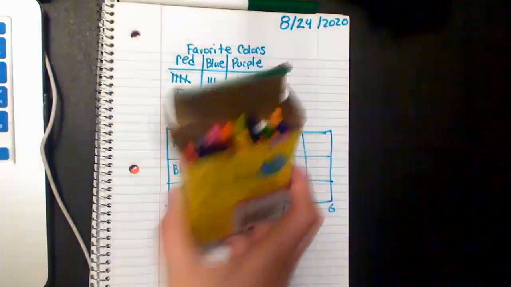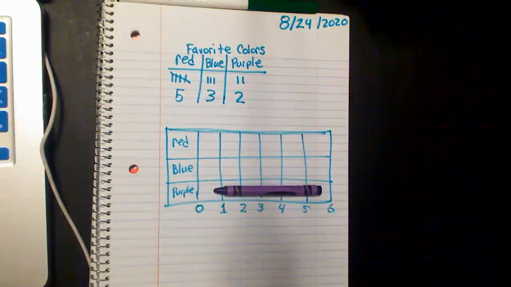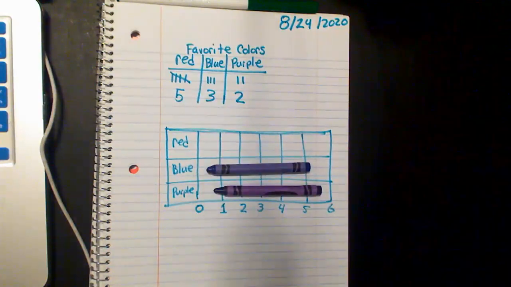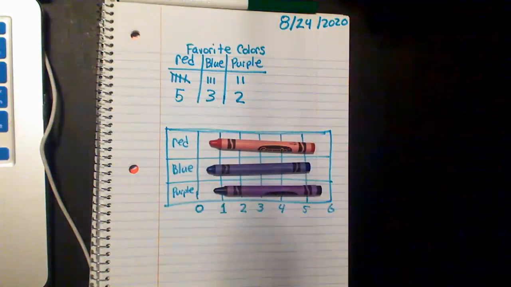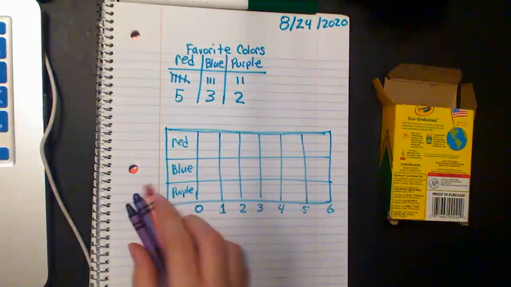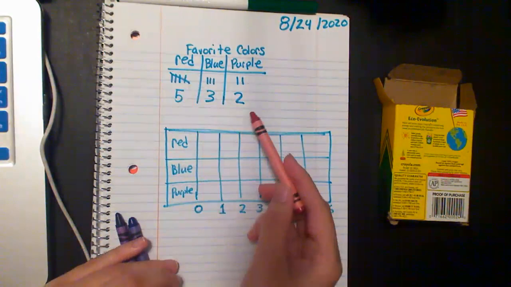So I'm going to get my crayon box, and I'm going to take out red, blue, and purple crayons. Purple, blue, and where's my red? This is my red. Yep, that's my red. Okay, red, blue, and purple. So now what I'm going to do is I'm going to fill in my graph based on the information up here in my table.